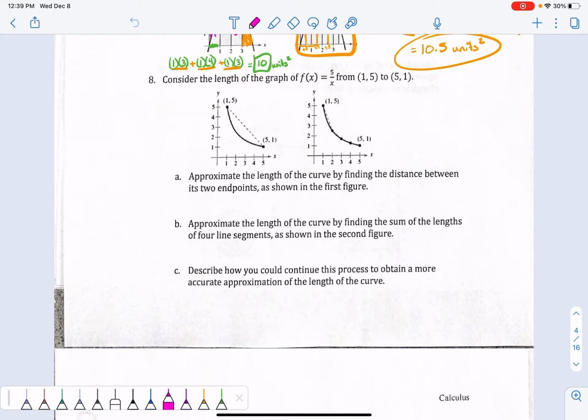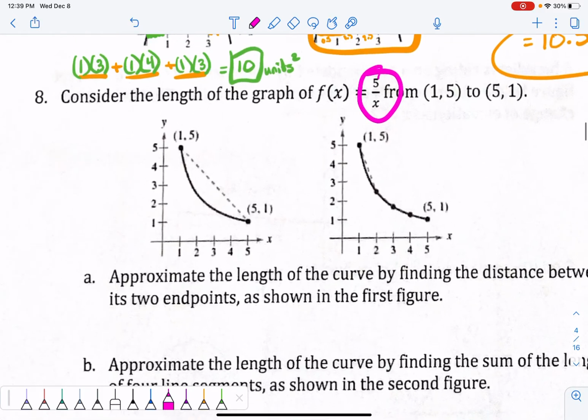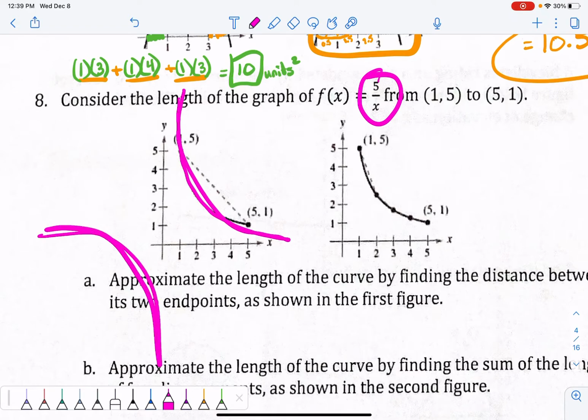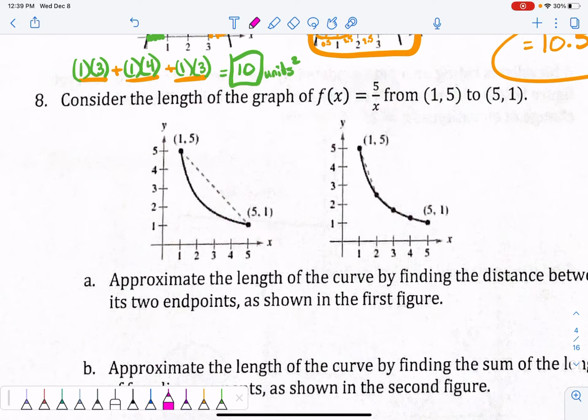I'm going to do part of this with you, and then I'll have you guys do like B and C by yourself. So they are giving us the graph of the function 5 over x, which is one of those boomerangy things. And really they're only giving us the one side of the boomerang. The other side would be down here. So we're only focusing on like the top right side. And we are trying to figure out how long this segment is.